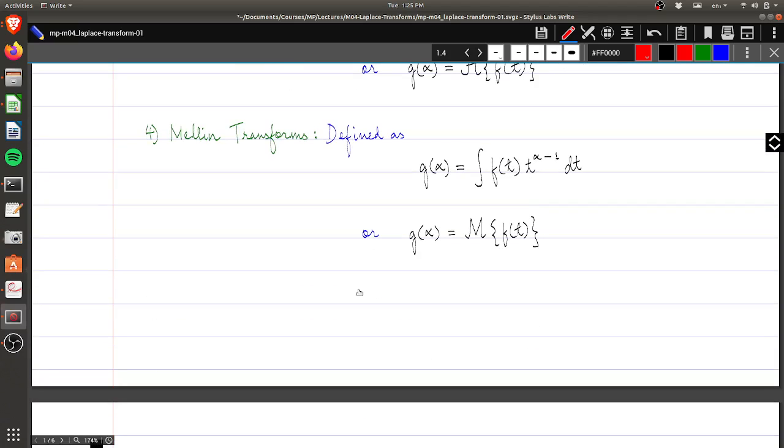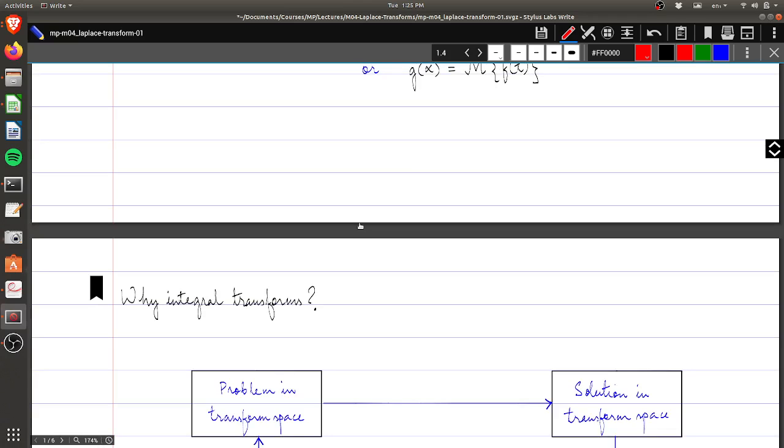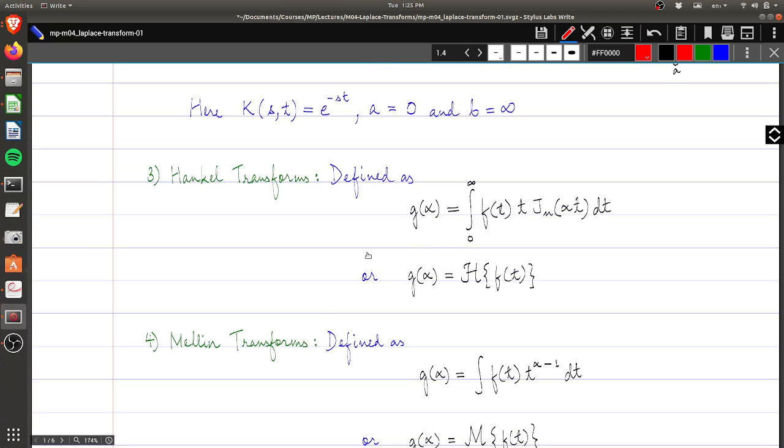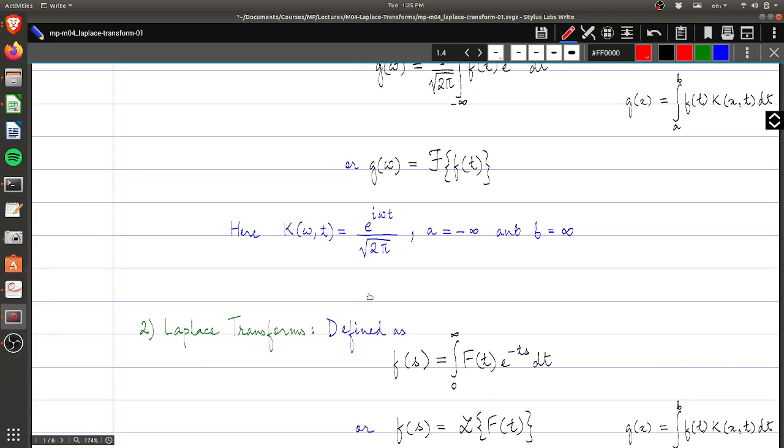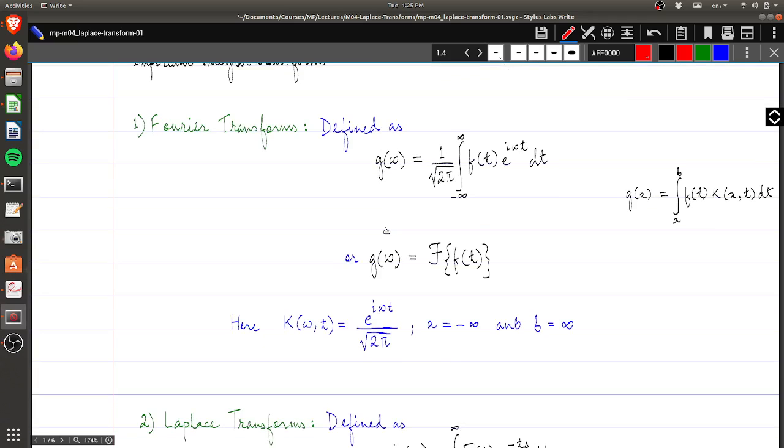Now the question is, why are we studying integral transforms? Already you know that integral transforms are useful because you have some idea of Fourier transforms. You have already gone through a course in your BSc where you learned about Fourier transforms.